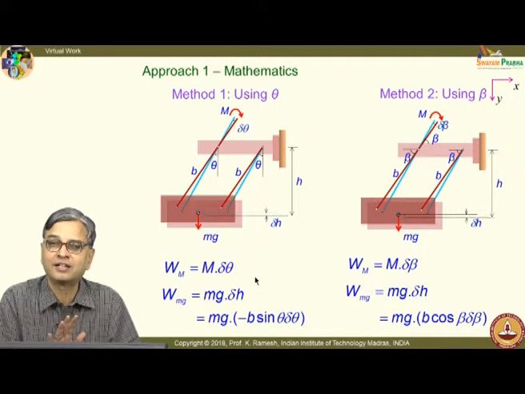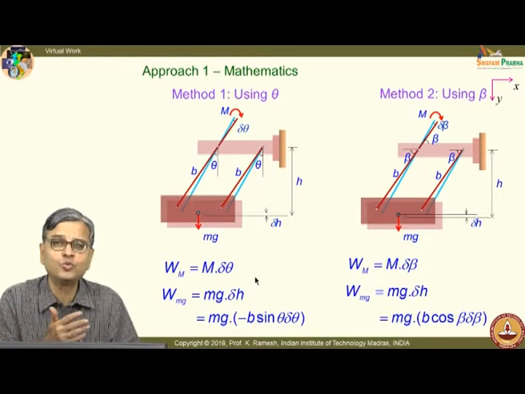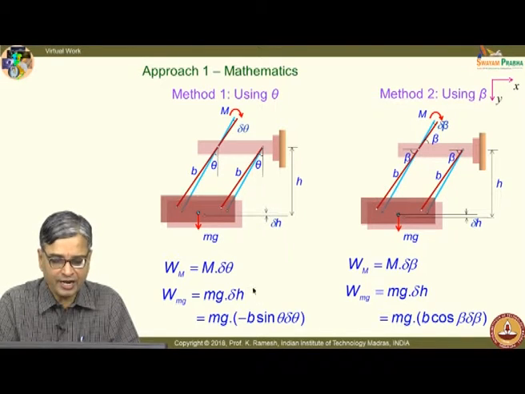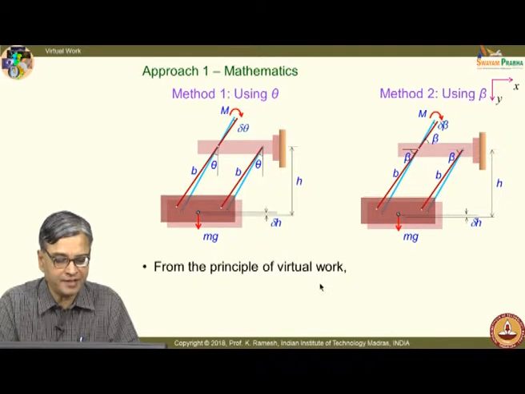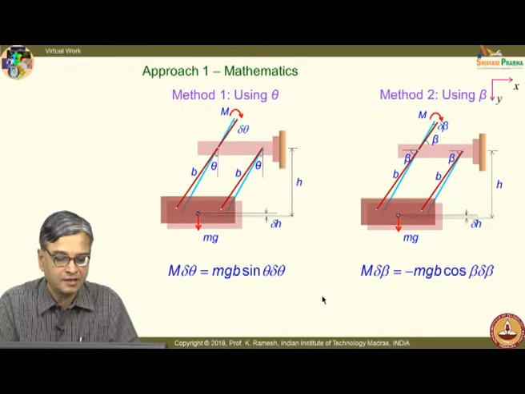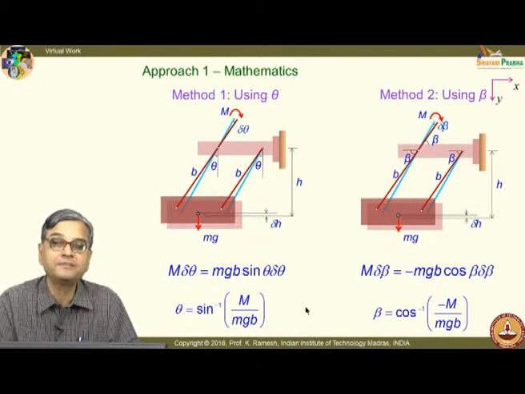All that we are not doing, and in all likelihood, you will not even think of it in the examination. Fine. So, when I write the virtual work, again the same thing, I would get this answer: theta as sin inverse of m by mgb, and beta as cos inverse of minus m by mgb.